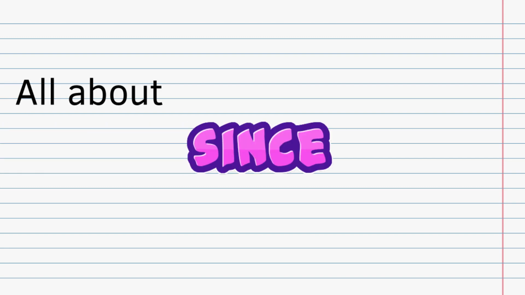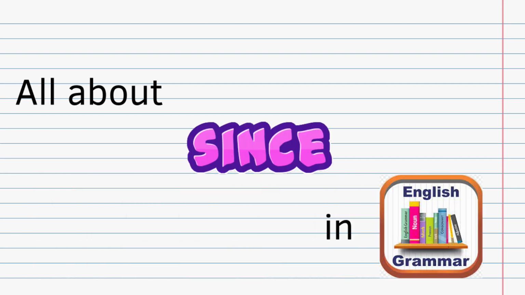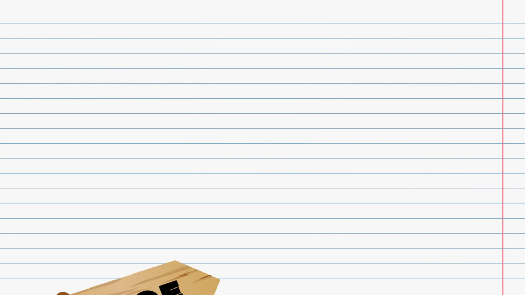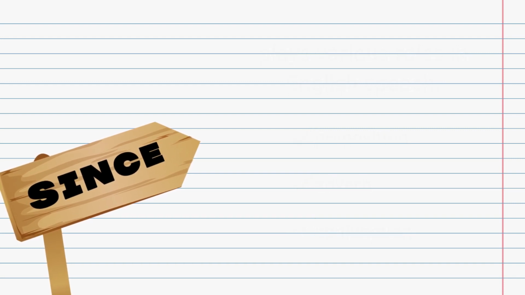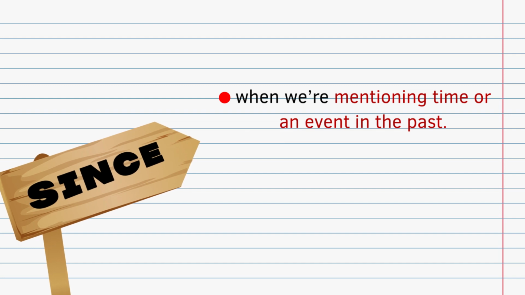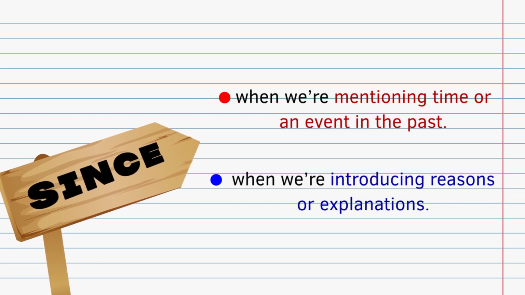All about since in English grammar. How to use since in English. In this grammar lesson, we will be speaking about the word since and its usage in English grammar. Since plays various roles in English speech and can act as a preposition, adverb, or conjunction. We use since in the following cases: when we're mentioning time or event in the past, when we're introducing reasons or explanations.